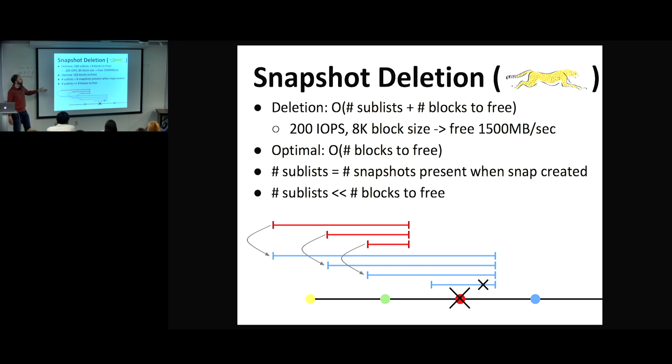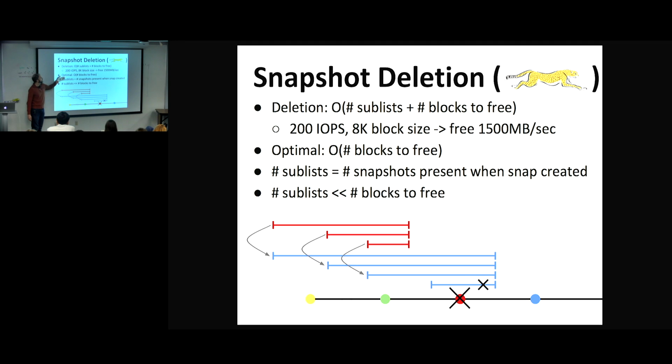So the overall performance of this is, merging all these lists in is O of the number of sublists, which is basically the number of snapshots that existed when this snapshot was created. So you can think of it as the average number of snapshots. We have to move that number of sublists. And then plus, of course, the blocks that we actually have to free, which were all on this list.